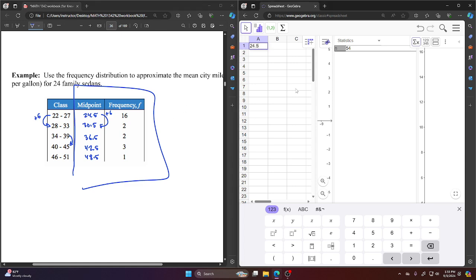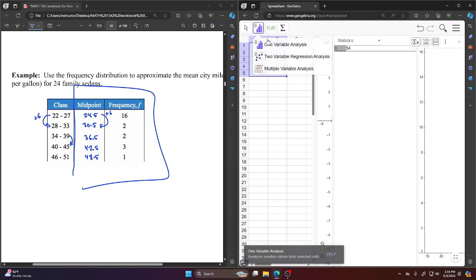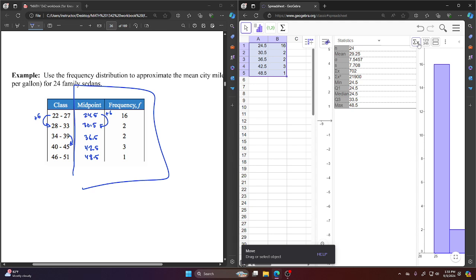Now let's type those in. Midpoints first, and then the frequencies. 16. Wow. 2, 2, 3, and 1. That's a lot in the 20-something range. So I'm going to click, drag, and highlight all the stuff that I want. One variable analysis. Sigma X. There we go. Start writing some stuff down.